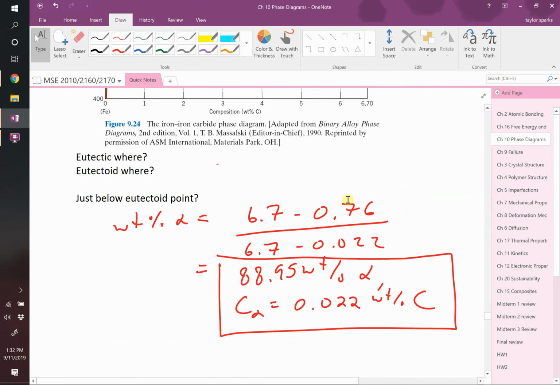Yeah, question? So just to be clear, of the 88.95 weight percent alpha, 0.022% of that by weight is carbon? Correct. It's almost entirely pure iron. It only has a little bit of carbon in it. Meanwhile, the cementite is going to have less overall weight fraction of the cementite phase, but it's going to be much richer in carbon, such that if you were to remelt this thing over again, you end right back up at the initial composition, which was 0.76. Okay? Yeah, question, Alex?